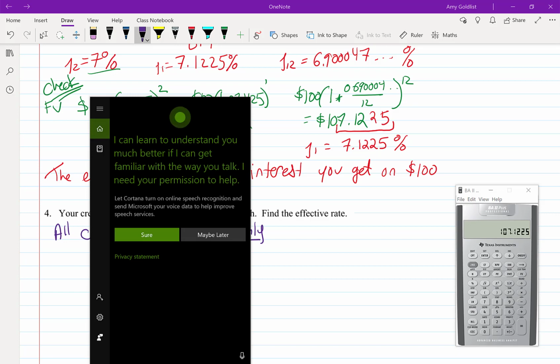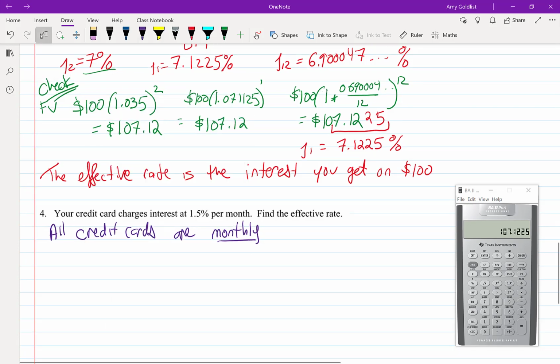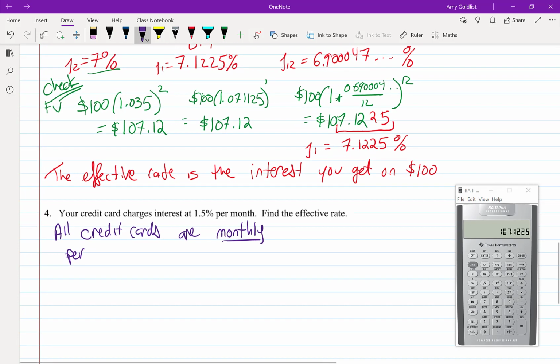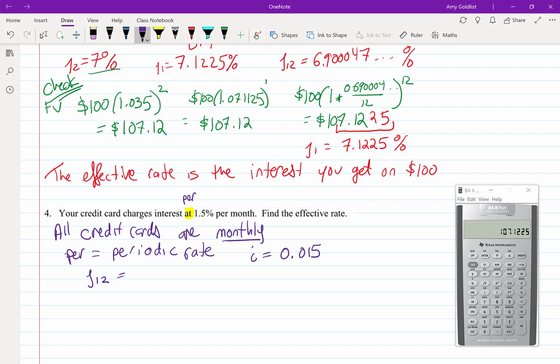So first, I can learn per. That means periodic rate. Anytime you see that word per month, you know that that's the periodic rate. So that's the periodic rate. So i equals 0.015. That means that J12 equals 0.015 times 12, or 18%. That's a lot. That's more than 1.5. It looks small when you say it monthly, but you do have to end up multiplying that.